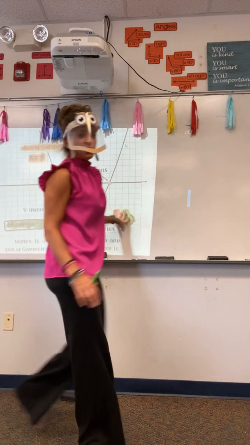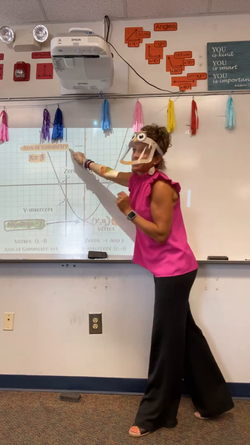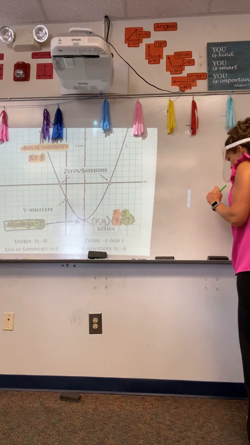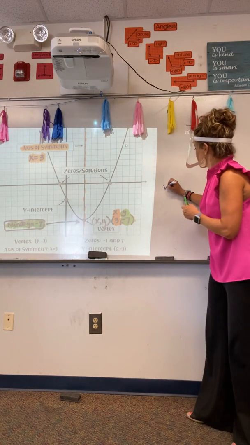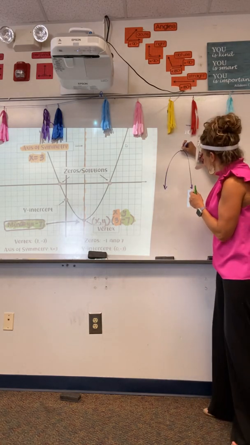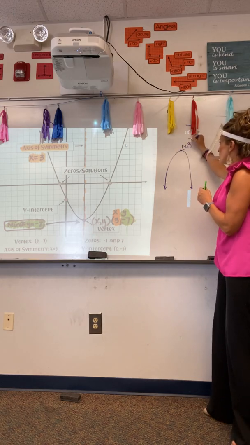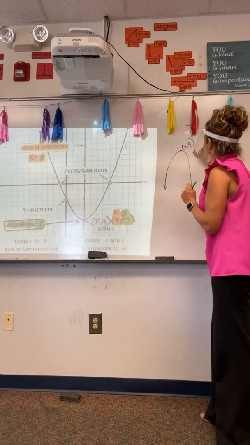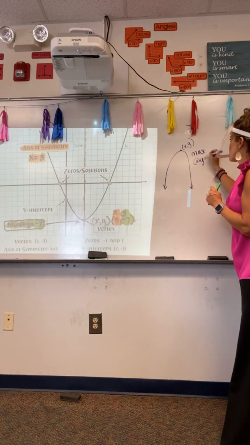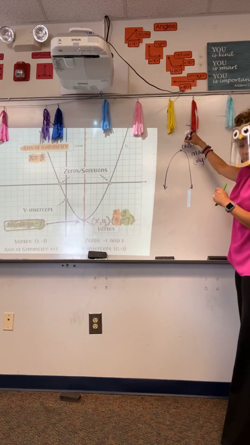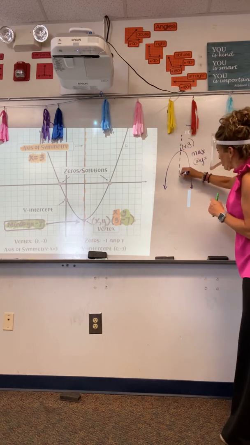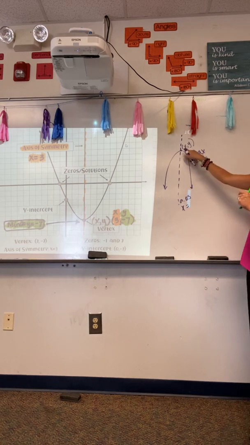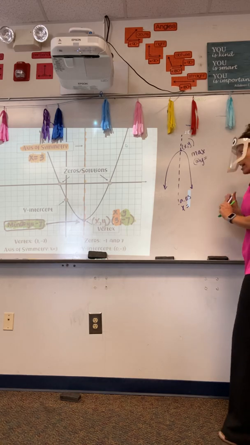So if you know your vertex, you also know your axis of symmetry, and you also know your min or your max. So if it opens upside down, like this, here's your vertex. Would that be a min or a max? That would be a max, and that max would be at Y equals whatever this Y value is. Okay? Are we good? My axis of symmetry right here would still be X equals whatever that X value is. Okay? So they share X's, they share Y.